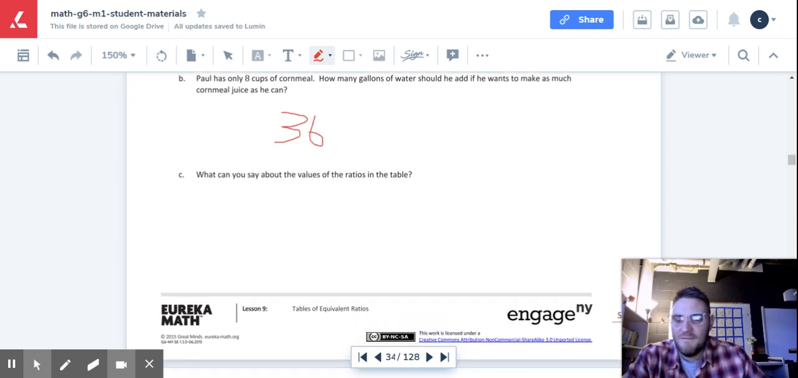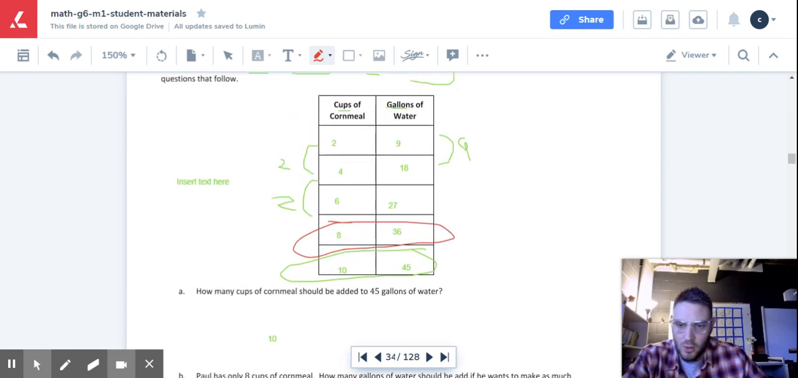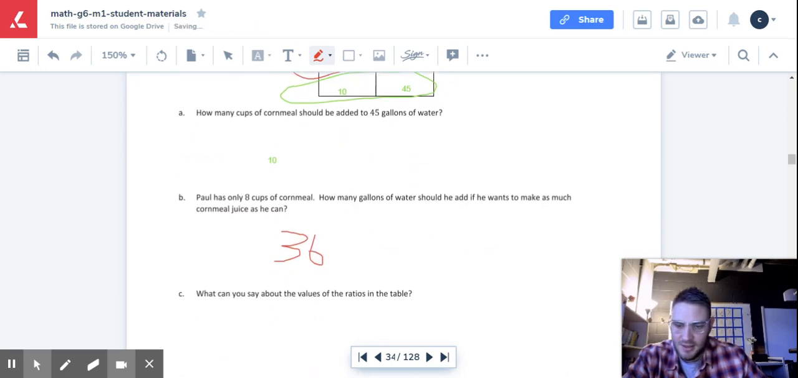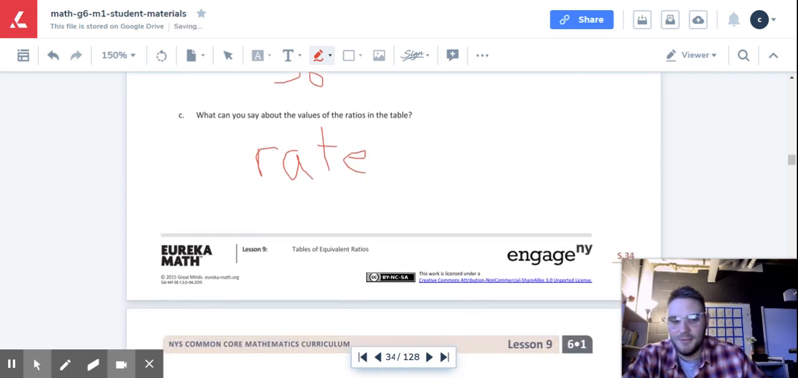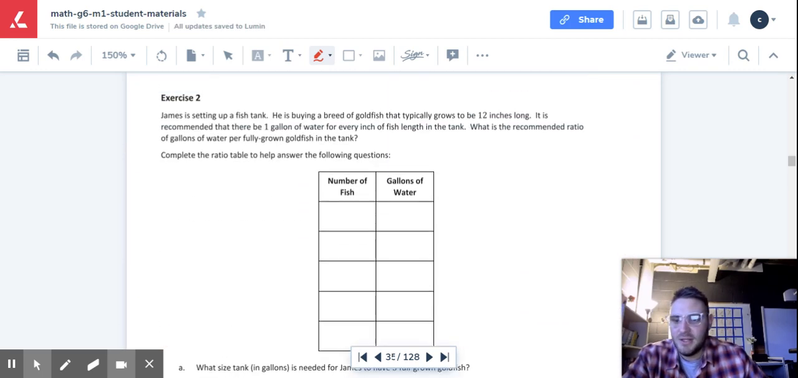And what can you say about the values in the ratios table? Well, the cornmeal is counting up by 2s, right? And the gallons of water is counting up by 9s. So they skip count by their rate. So I'm just going to write the word rate here, with really bad computer mouse handwriting. Rate. All right, then it says exercise number 2.